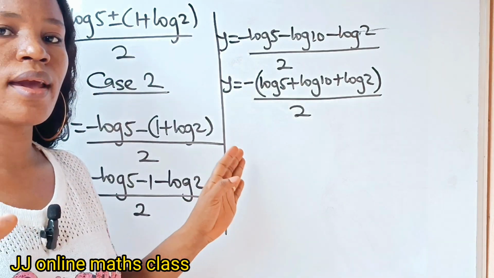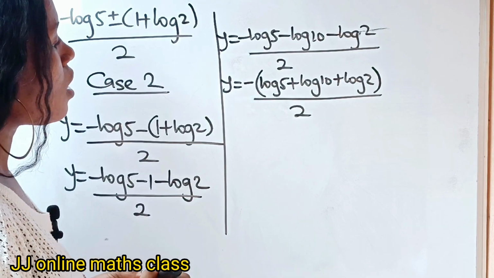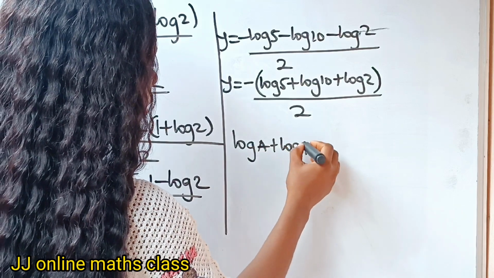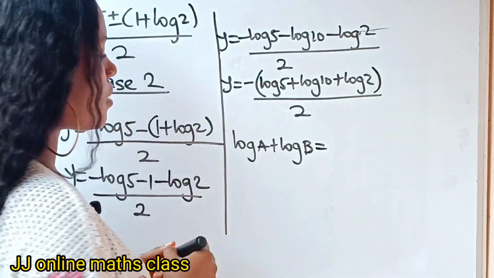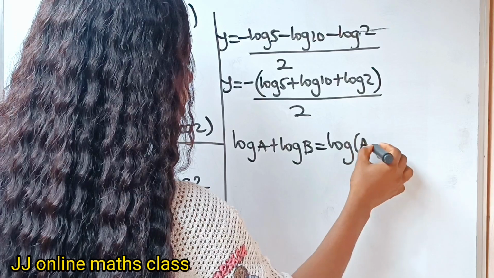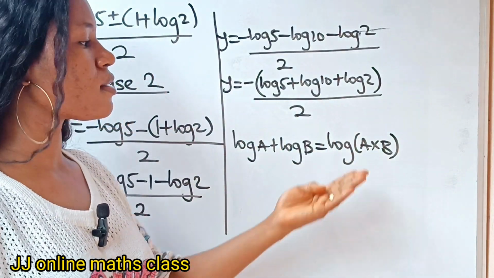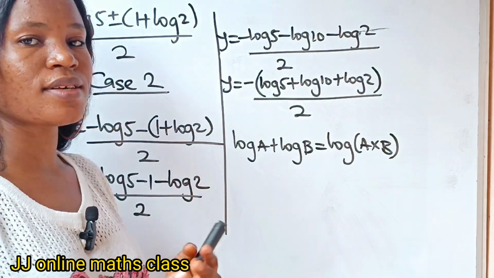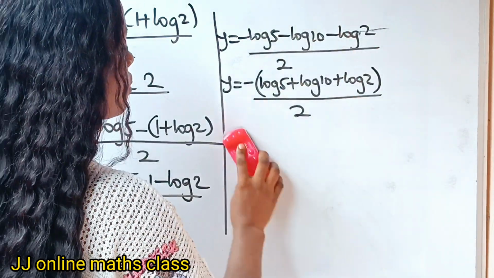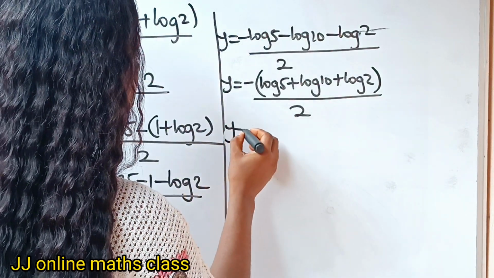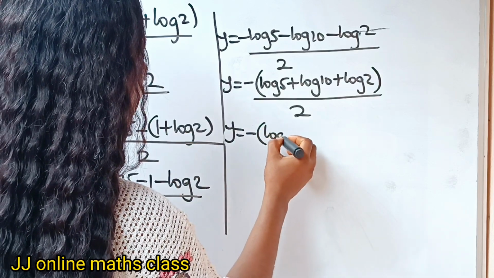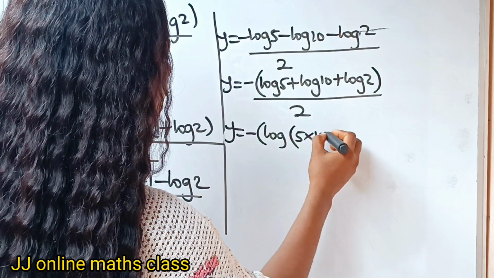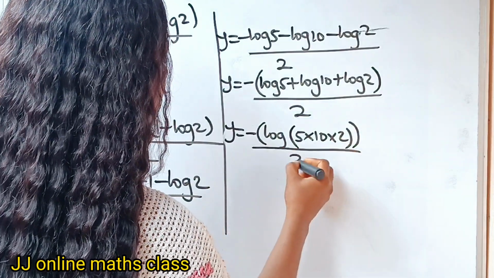Now in the laws of logarithm, we know that when you have log a plus log b, it is the same thing as log a times b. So we have log 5 plus log 10 plus log 2. Let's apply this rule there. When we do that, this is what we are going to have: y is equal to minus, bracket, log 5 times 10 times 2, divided by 2.